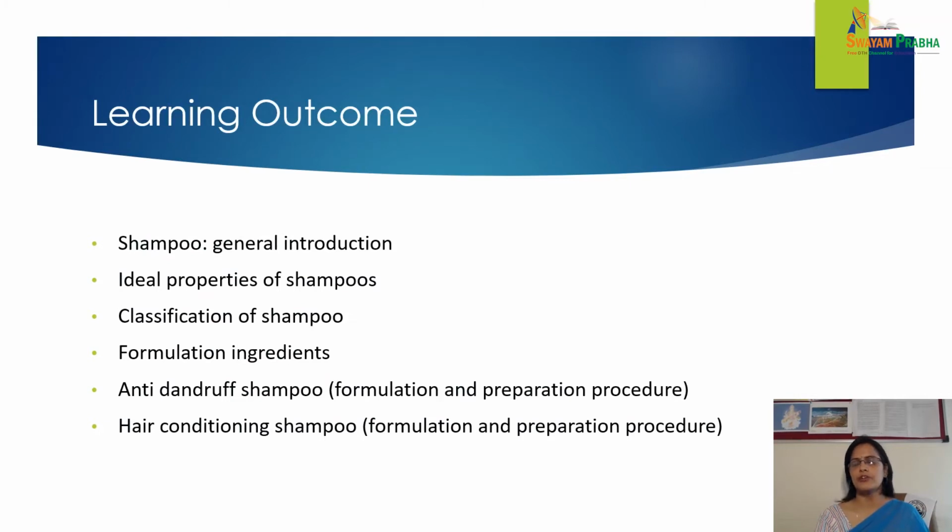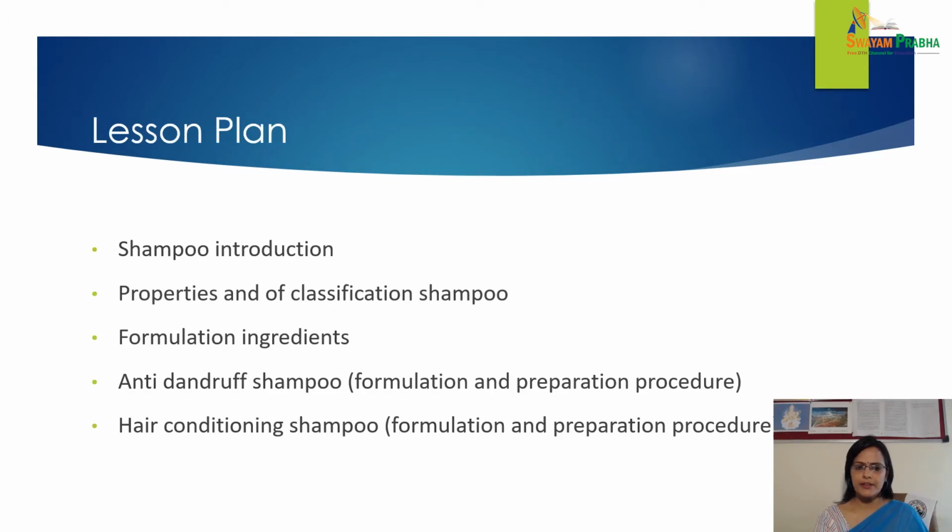Learning outcome: after going through this module, you will be able to know about shampoo, the general description, ideal properties, classification, formulation, ingredients, and anti-dandruff shampoo. What is anti-dandruff shampoo, as well as we are going to see the hair conditioner. So this is the lesson plan: shampoo, the definition, introduction, their ideal properties, classification, formulation, ingredients, anti-dandruff shampoo, and conditioner. What are the ingredients of conditioner and what should be the properties? All these things we are going to discuss.